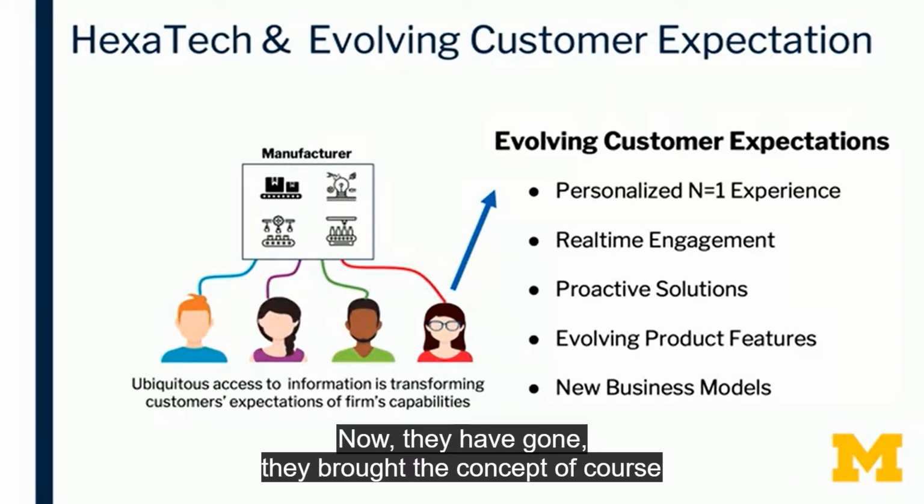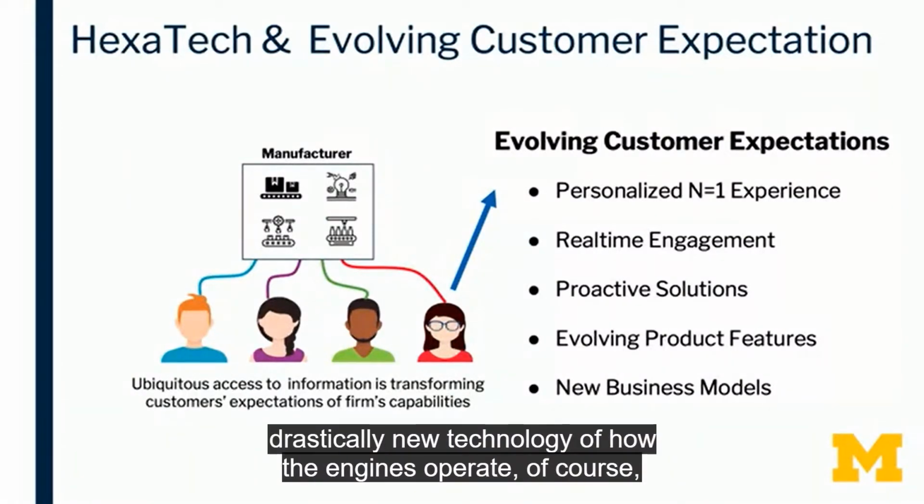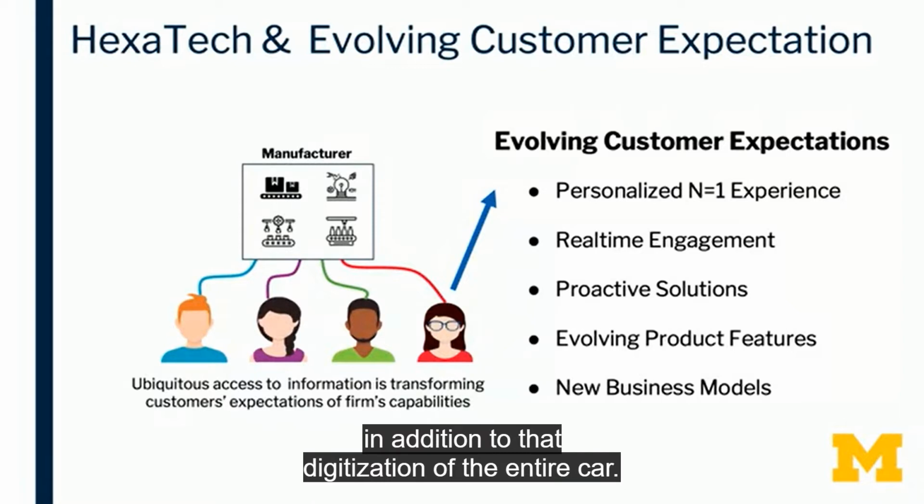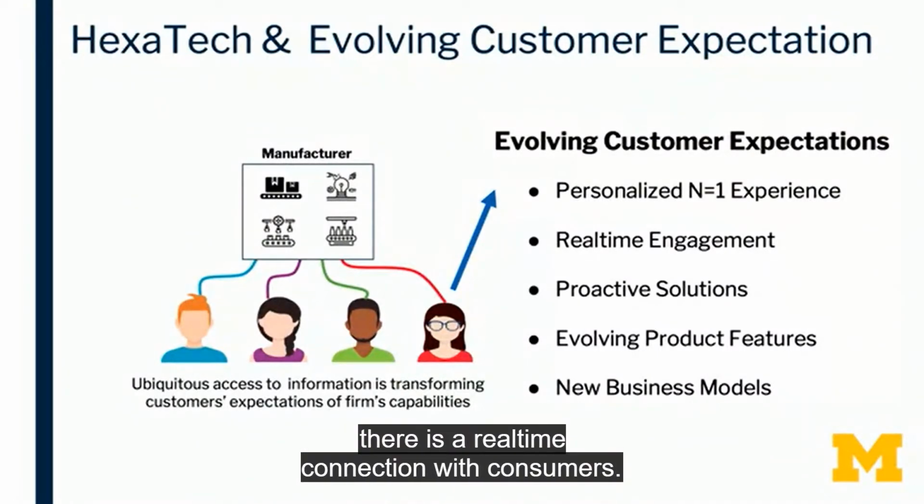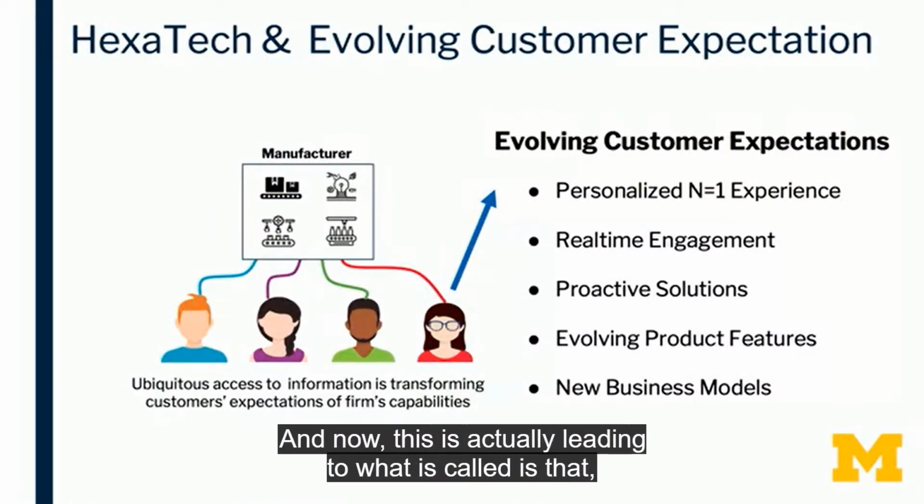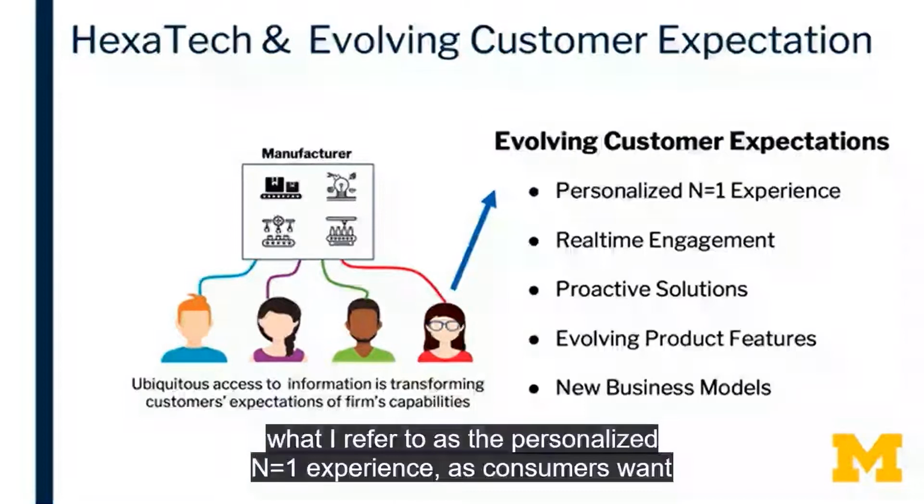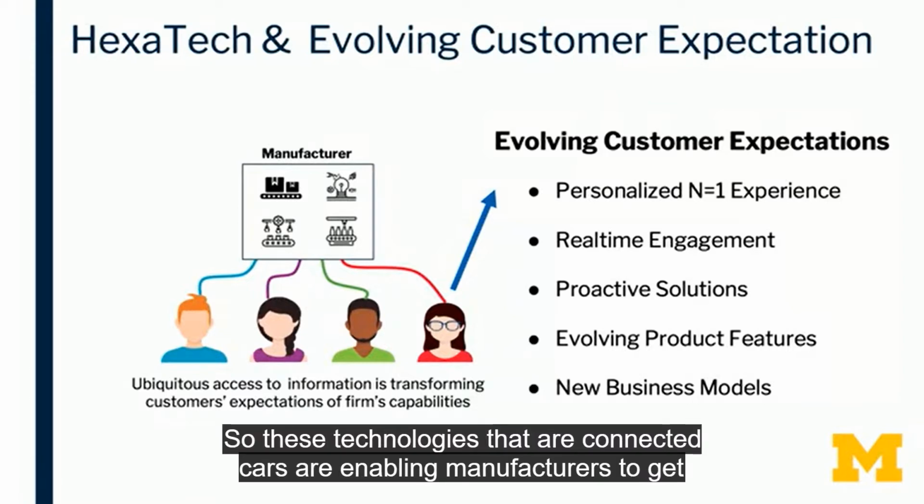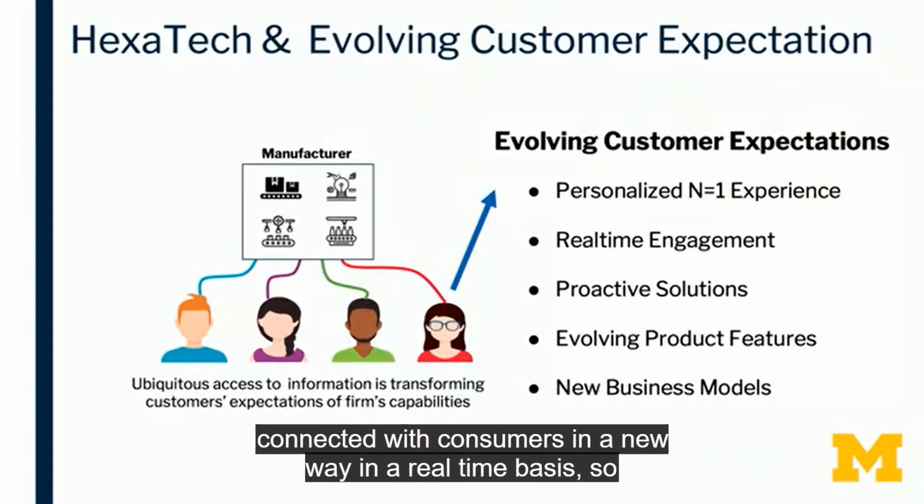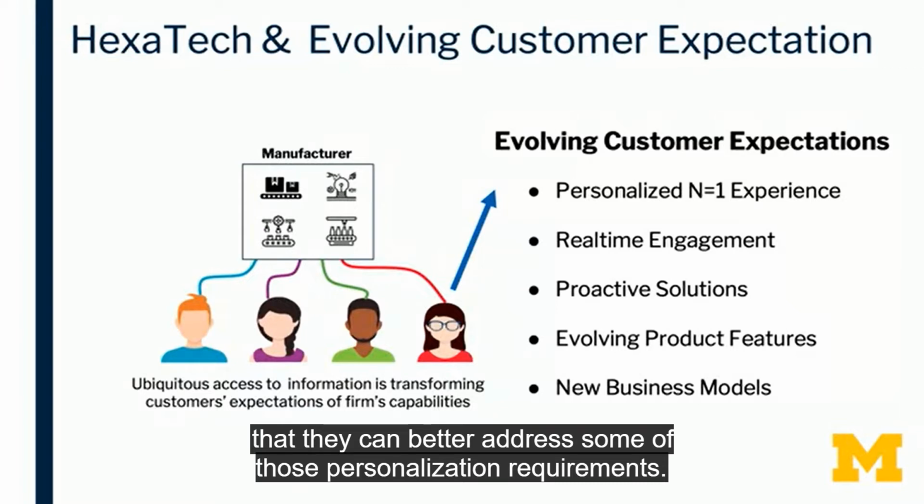They brought a drastically new technology for how the engines operate. In addition to that, there is digitization of the entire car, which means digitization of the engagement with the consumers, a real-time connection with consumers. And now this is leading to what I refer to as the personalized N=1 experience, as consumers want a personalized experience based on who they are and what they like. These technologies, connected cars, are enabling manufacturers to get connected with consumers in a new way, on a real-time basis, so that they can better address those personalization requirements.